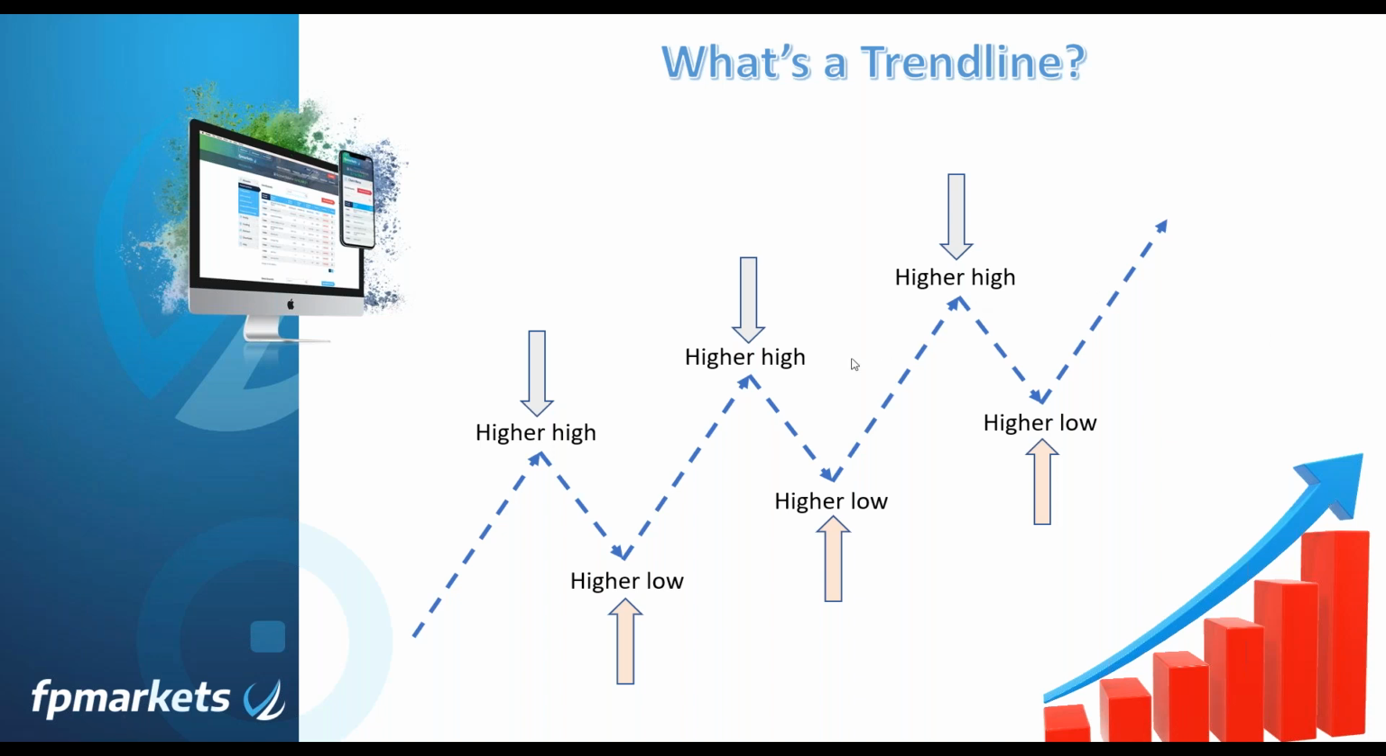So this slide displays an upward trend or an uptrend, which occurs when price action produces higher highs and higher lows. So we have higher highs forming across the top of price action and higher lows forming across the bottom of price movement.